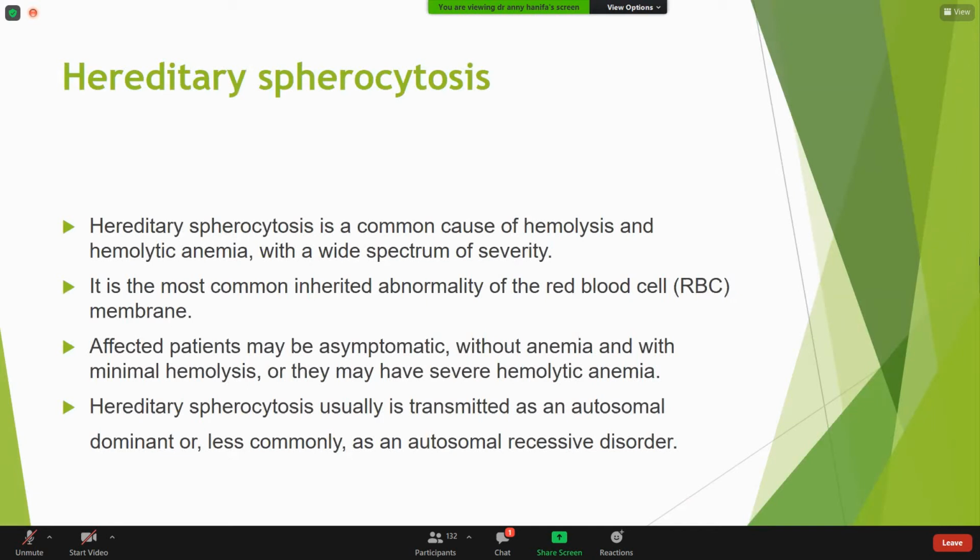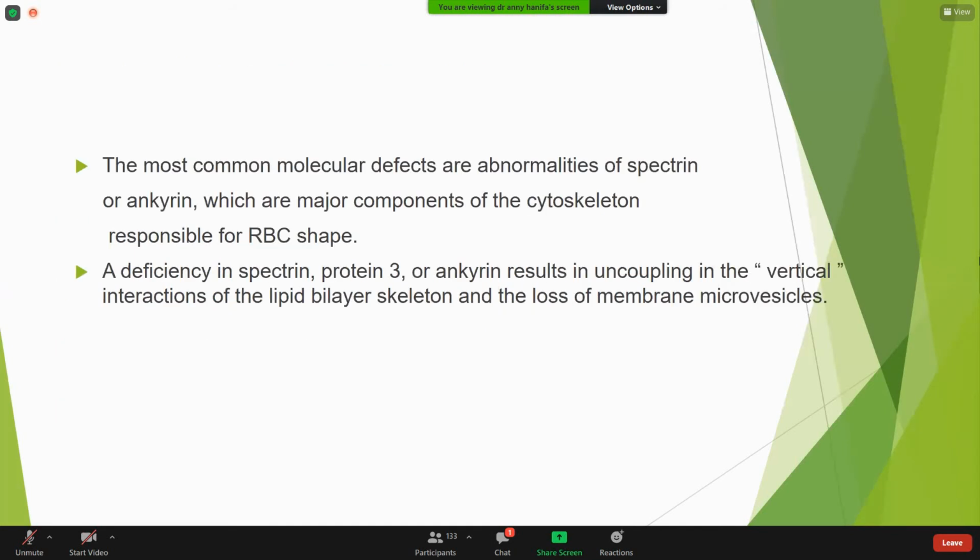Hereditary spherocytosis usually is transmitted as an autosomal dominant or, less commonly, an autosomal recessive trait. Mostly it is autosomal dominant, and you may find one of the parents affected. The most common molecular defects are abnormalities of spectrin or ankyrin, which are the major components of the cytoskeleton responsible for the RBC shape, and a deficiency in spectrin, protein 3 or ankyrin results in uncoupling of the vertical interactions of the lipid bilayer skeleton, and there is a loss of the membrane microvesicles.